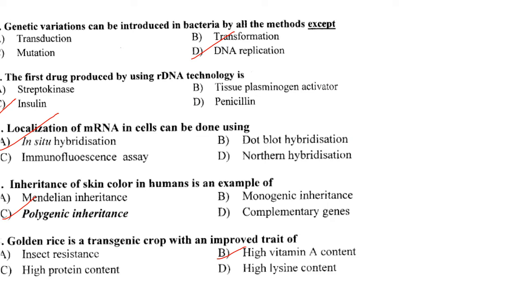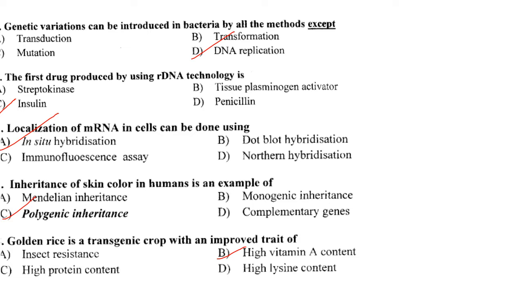Then next one. Genetic variations can be introduced in bacteria by all the methods except DNA replication. The first drug produced by using rDNA technology is insulin or humulin. So the first licensed drug generated using rDNA technology was human insulin or humulin, developed by Genentech and licensed by Eli Lilly and Company. Answer is option C.